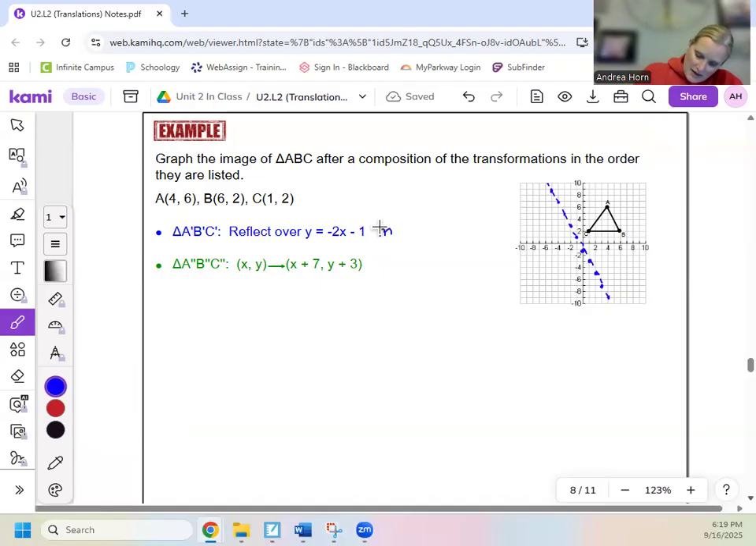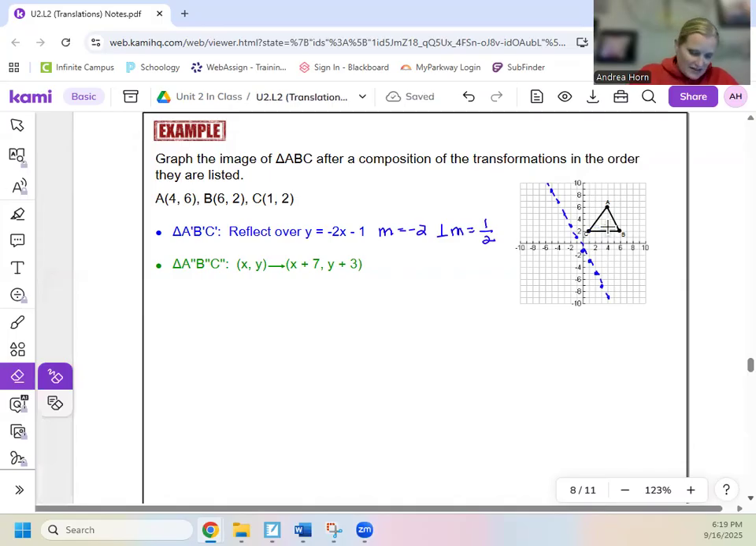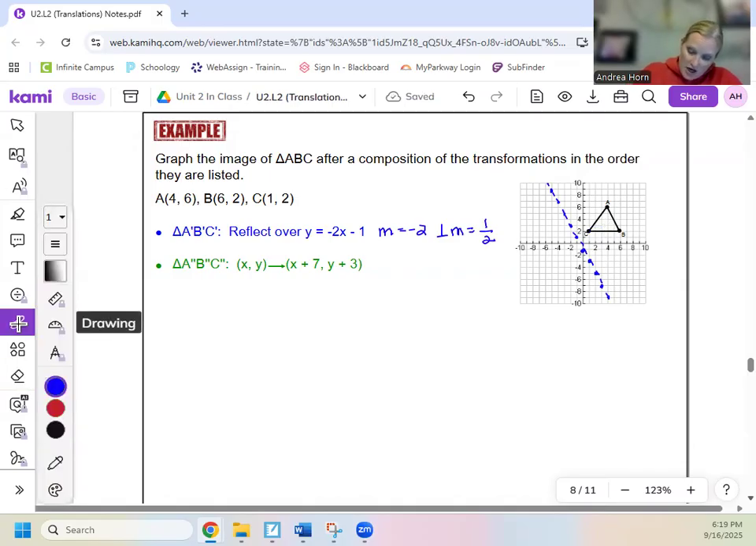Since my slope here is -2, my perpendicular slope that I'm going to use is 1/2 to get my distance, right? So 1/2 would be up 1 over 2, but in this case, if I go up 1 and over 2, I'm going to go away from my line of reflection. So instead, I'm going to go down 1 over 2. So if I go down 1 over 2, my midpoint for C is here.